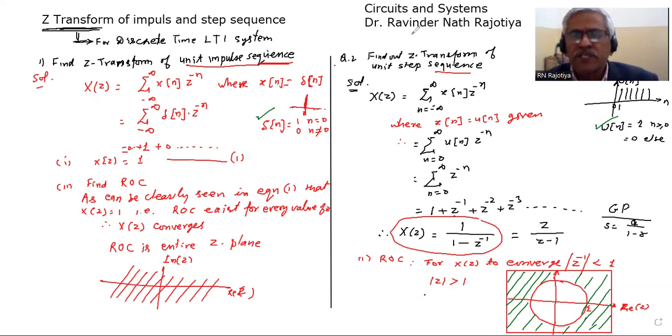And once done, the last step will be to find the ROC. Once you have found the region of convergence, only then we will say the answer is complete. So see you with more examples in the next video.